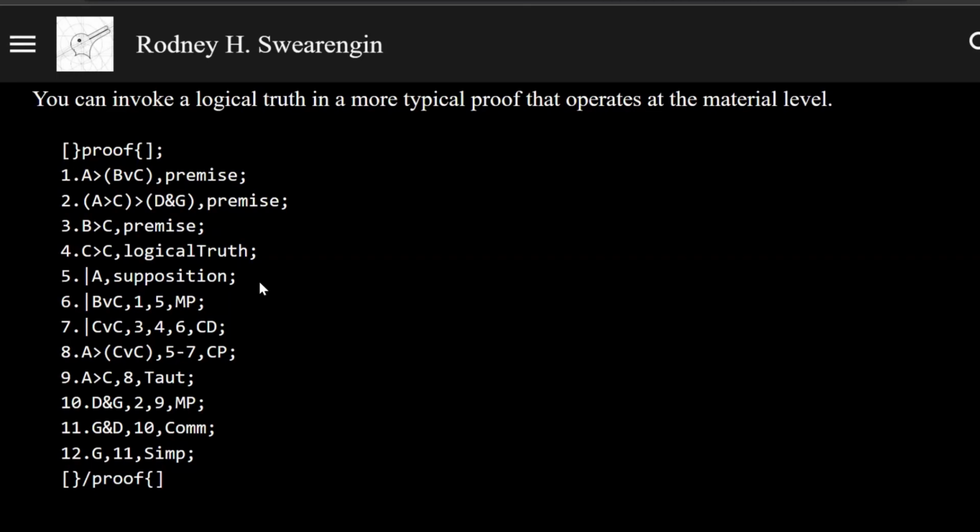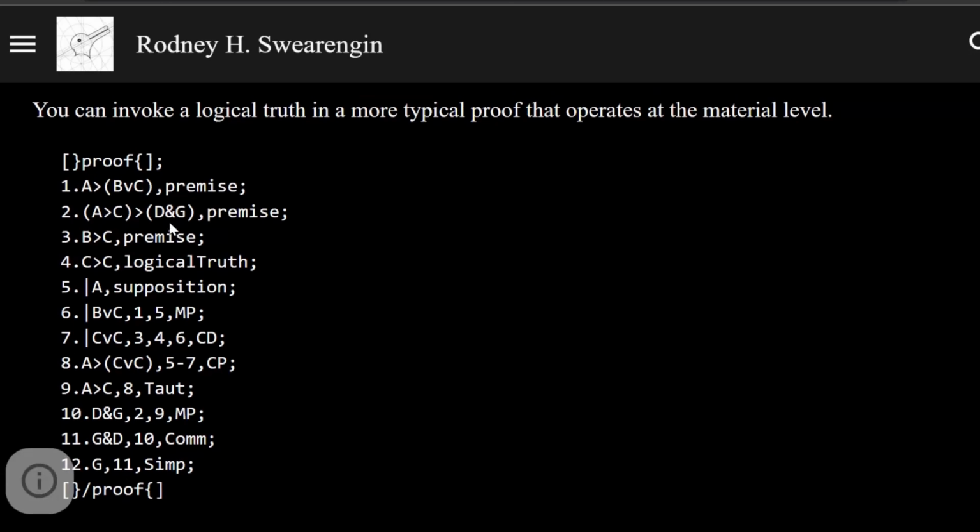And then the level of logic is something that's just necessarily true given the way we have defined logic. Okay.